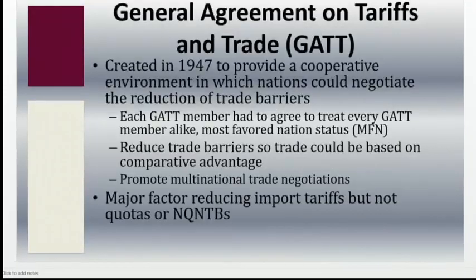All right. GATT was created in 1947, and nations would join GATT and then would pledge to reduce trade barriers. The way that this was supposed to work was each GATT member would treat every other GATT member with Most Favored Nation status, or MFN. Most Favored Nation status was the way you treated your best trading partner with certain exceptions. They wanted to promote reducing trade barriers, and in turn, facilitate multinational trade negotiations. Everybody worked together. They were extremely effective in reducing tariffs for the member nations, not so much the quotas or the NTBs.